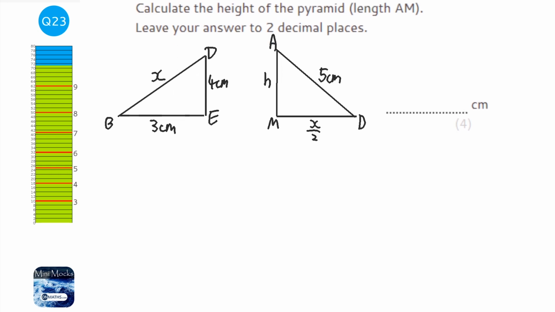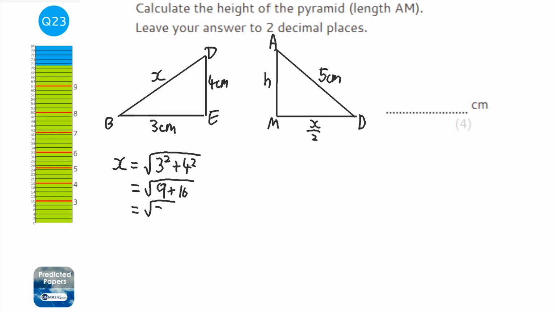Okay, so we're going to work out what x is first, and if you don't know how to use Pythagoras, there's loads of stuff on the site on how to do that. Now it's a 3, 4, 5 triangle actually, so let's do this all anyway. 9 plus 16, root 25, and that's just actually going to be 5. I would leave it as a square root if it doesn't work exactly. Okay, so we know what this one's going to be. It's going to be x divided by 2, which is 2.5.